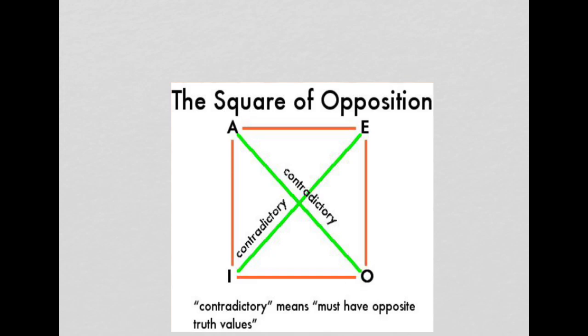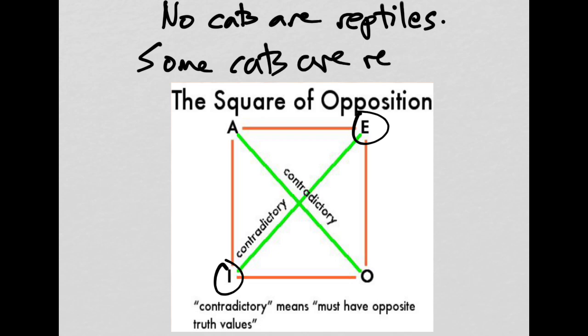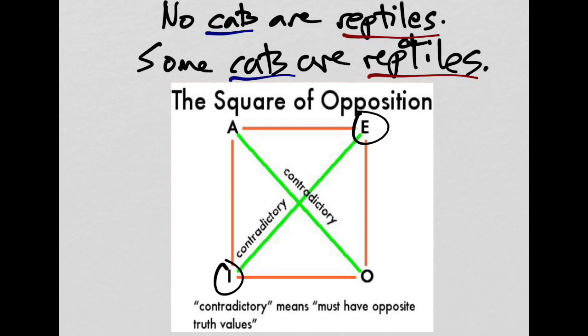Okay, we need to just quickly talk about the I and E statements. And so we'll take an E statement that is true, and we'll just stick with cats again because it's easy. No cats are reptiles, for example. So that's the E statement. And then the corresponding I statement would be some cats are reptiles. So again, the corresponding subject terms line up, the corresponding predicate terms line up, so we can compare these.